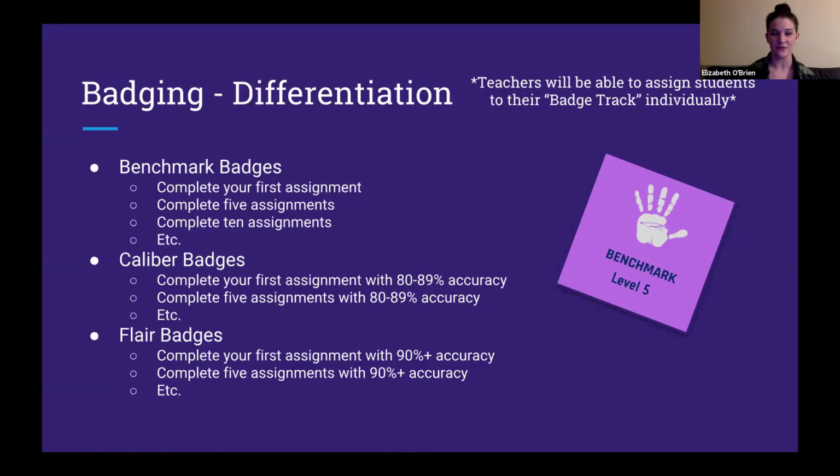And then the next level of badges are caliber badges for your middle performing students. So complete your first assignment with 80 to 89% accuracy, you would get a badge, and again, so on after so many of those. And then the flare badges are for your really high accelerated students who are just really killing it. So they're getting their reading really well, and they're getting 90+% accuracy. And then those again will be number based as they complete them to a higher level.